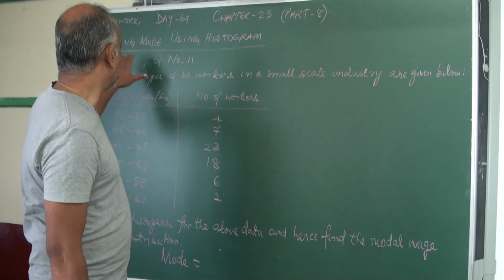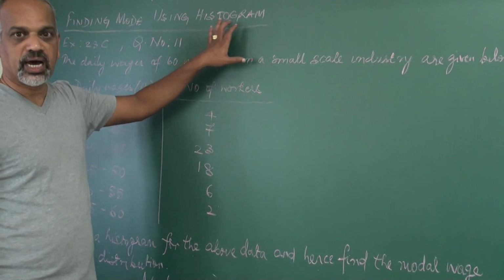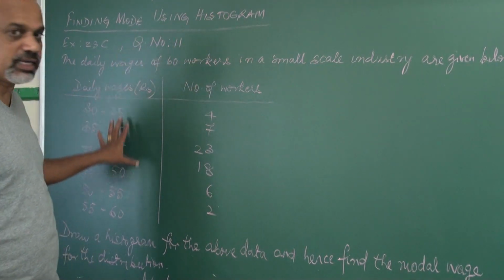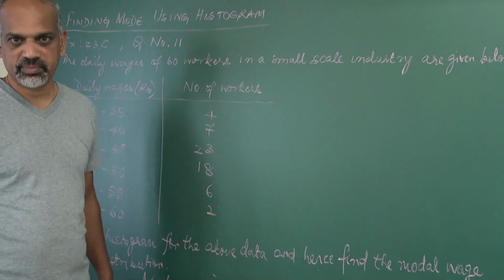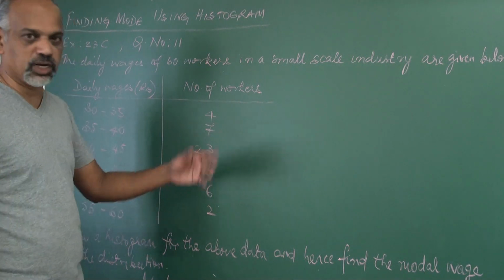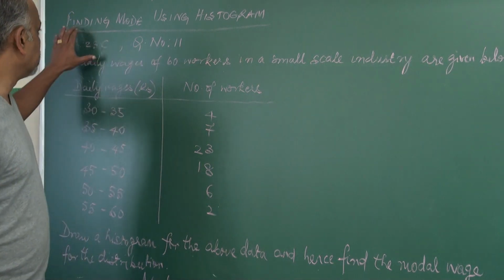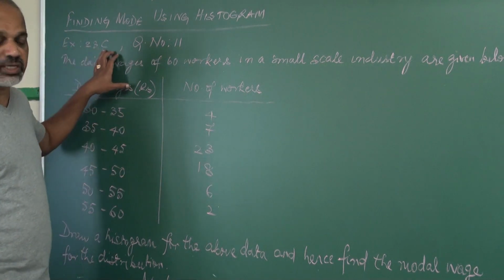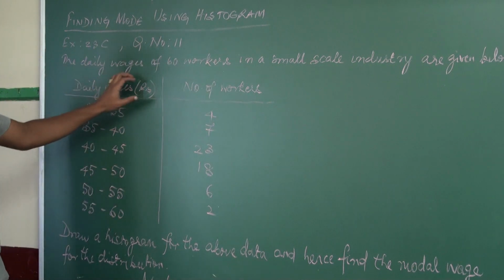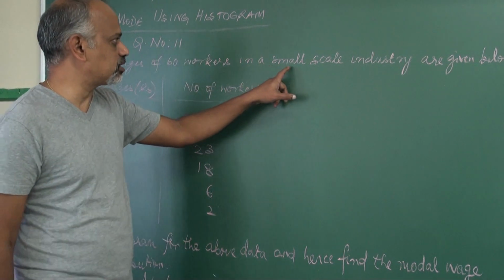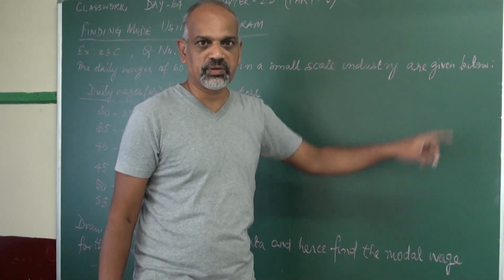So this is finding mode using a histogram. The data is given. For this data you have to draw a histogram, a graph. I'll tell you what it is. So this is from exercise 23C, question number 11. The question is, the daily wages of 60 workers in a small scale industry are given below.